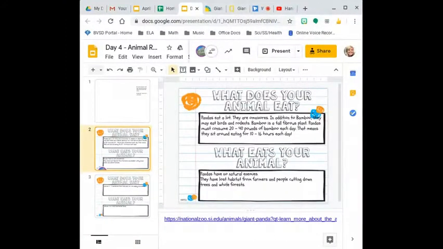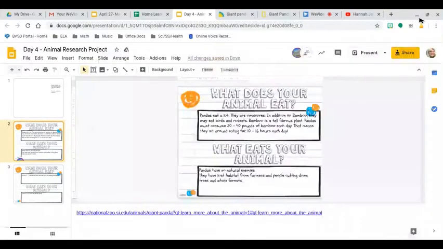And then, I'm not sure if you guys can see this because I think I only made it part of my screen you can view. Okay, I'm just gonna keep it big. Sometimes I like to have both screens next to each other. So that's one way to do it, is just to minimize your screen. Okay, so what does your animal eat?